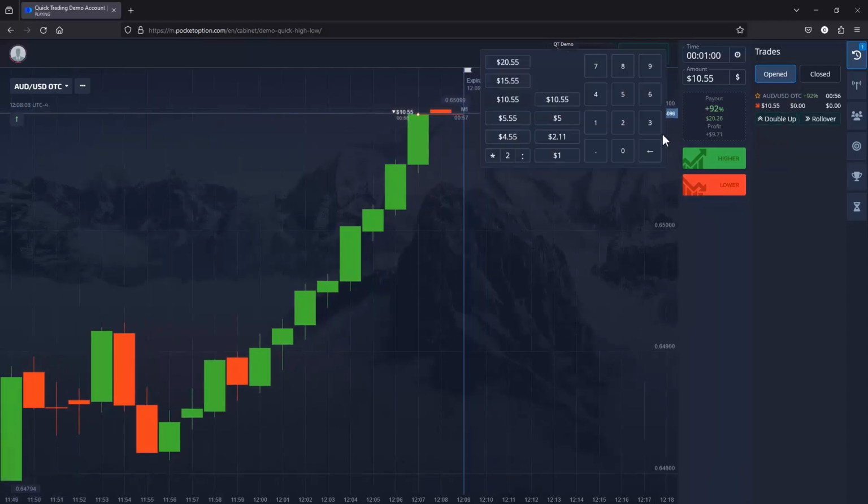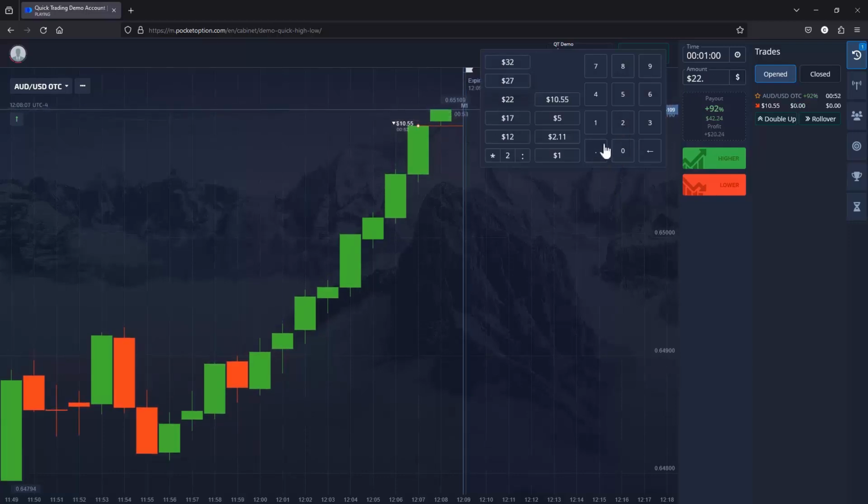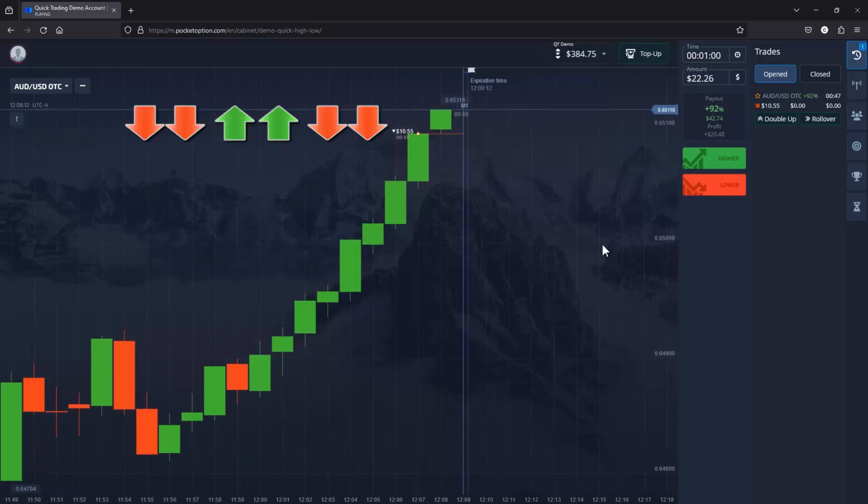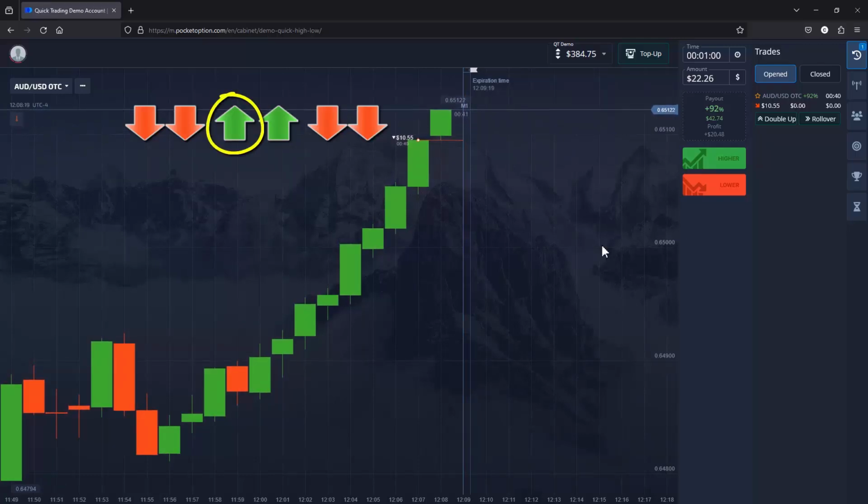Then I set the amount to $22.26 for the next trade, the third one. Now if I lose the current trade, which is the second one, I'm gonna enter the third one with higher option following the pattern.